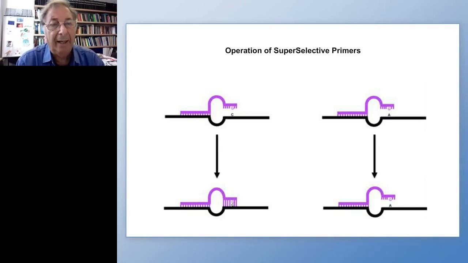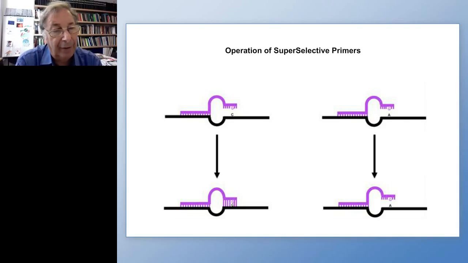Here is a schematic of the operation of a super-selective primer. On the left side, you see what happens if the super-selective primer, shown in purple, binds to a target template. The long sequence on the left we call the anchor sequence. The curved purple sequence is the bridge sequence. It's not complementary to the template strand. So you see there's a little curve in the black template strand. And then there's this little foot that is only a few nucleotides long.